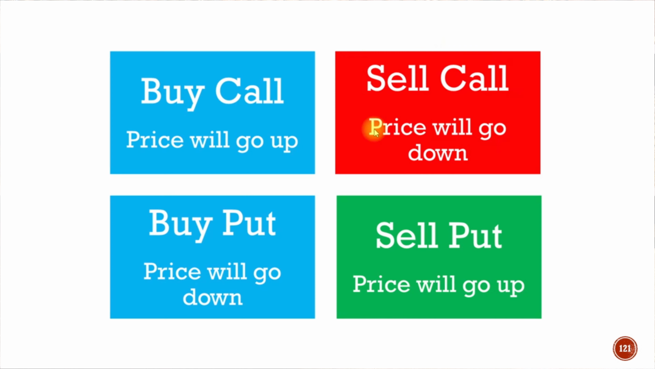Now, the maximum risk for the seller of a call is infinity. In theory, at least, the stock price can go as high as the moon or higher and beyond. Whereas the risk of selling a put can only drop down to zero. And so that way you can actually calculate the full risk, whereas on the call side you can't.